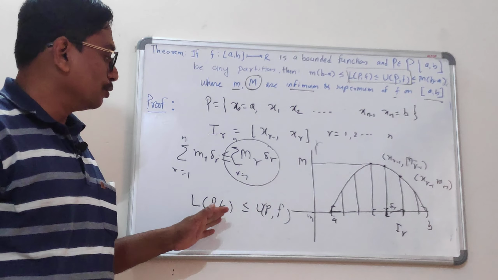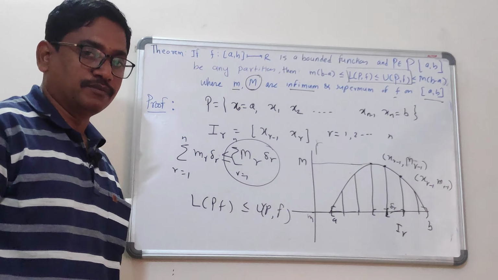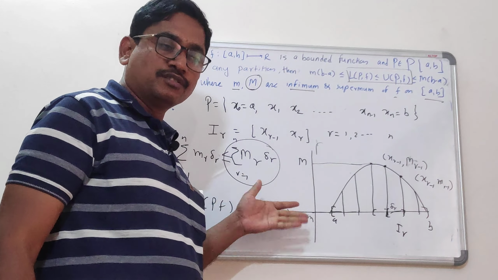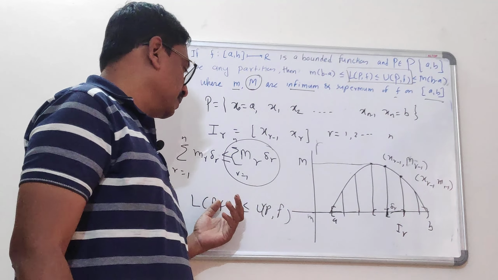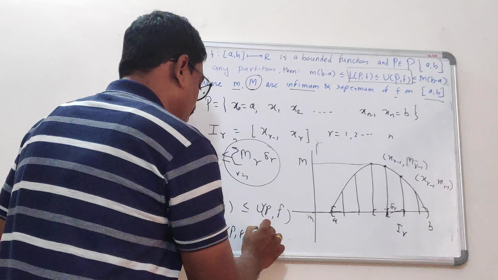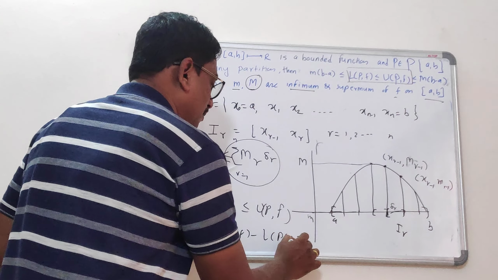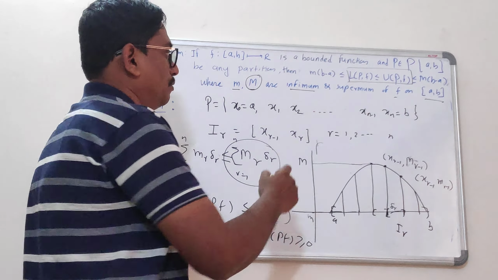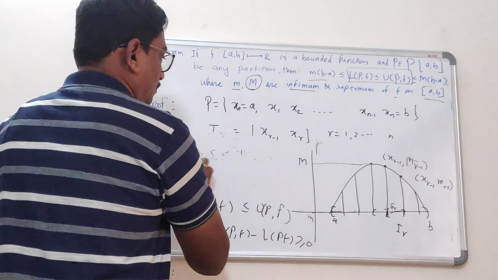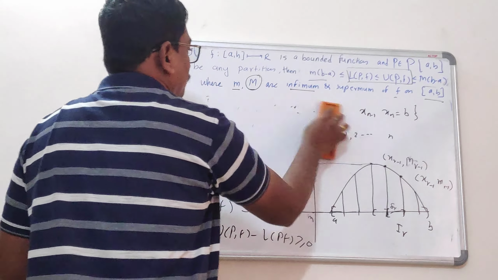What we have verified is that the lower sum is always less than or equal to the upper sum. In short, we can say that the oscillatory sum of that partition is always non-negative, because U(P, f) minus L(P, f) is always greater than or equal to 0. From this one can write U(P, f) minus L(P, f) is always greater than or equal to 0. Now for the remaining part, I am going to write next. I hope this is understood.